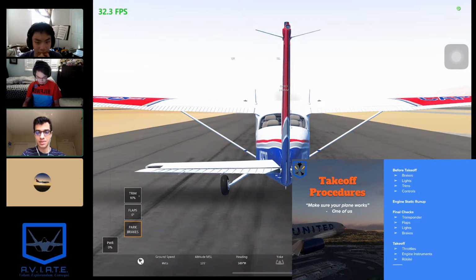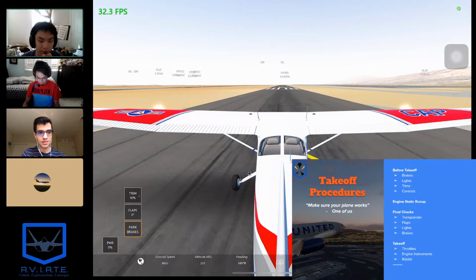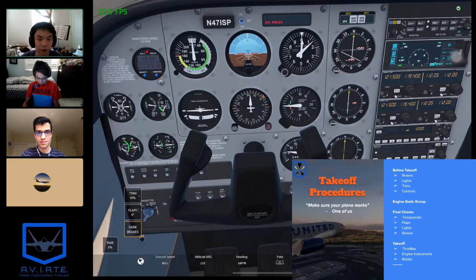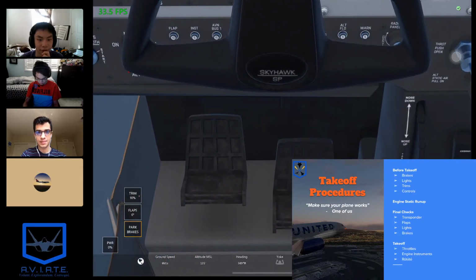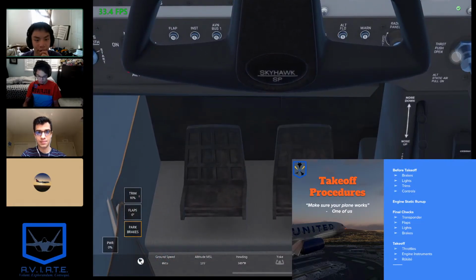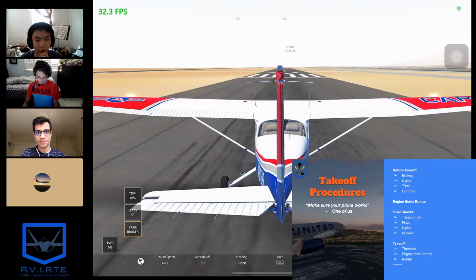And then the rudder as well. Check the rudders, make it full left, and you see the rudder on the back. It should turn left. And then when you push it all the way right, you should see it turn all the way right. That's right.